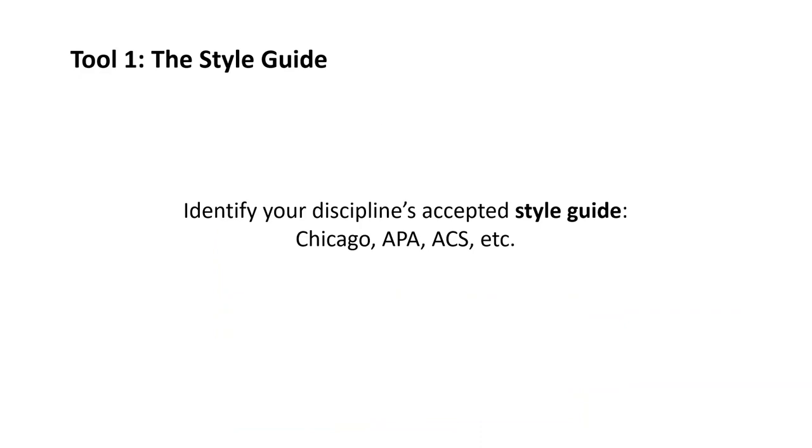So over the next videos, we're going to present 3 really simple tools. And the first tool that we're going to be looking at today is to use your discipline's accepted style guide. That might mean the Chicago Style Guide, APA, ACS, and so on and so forth.